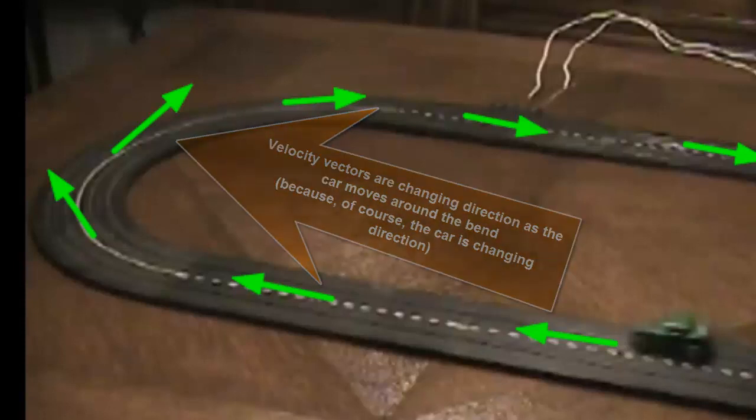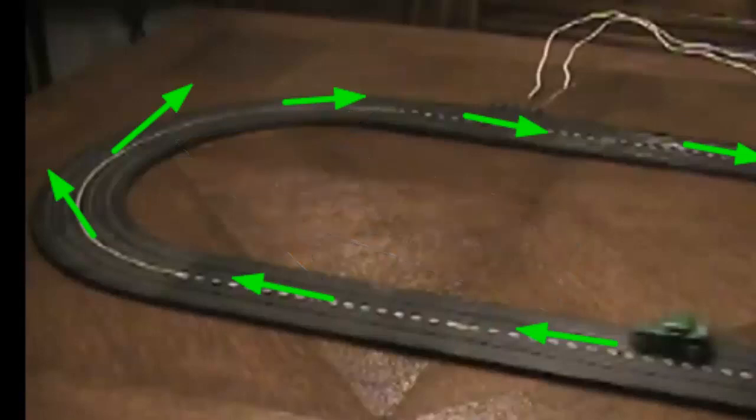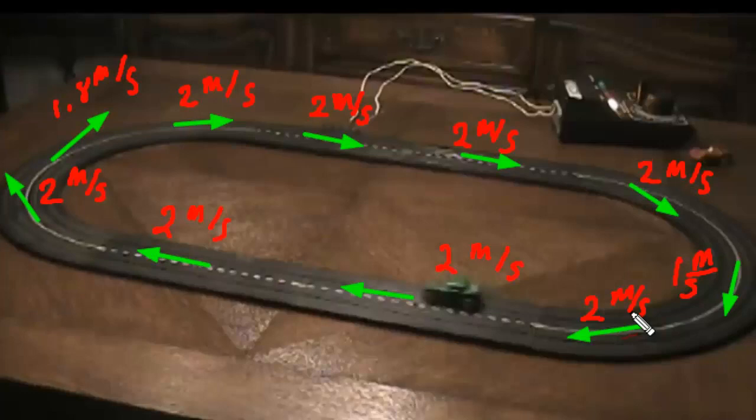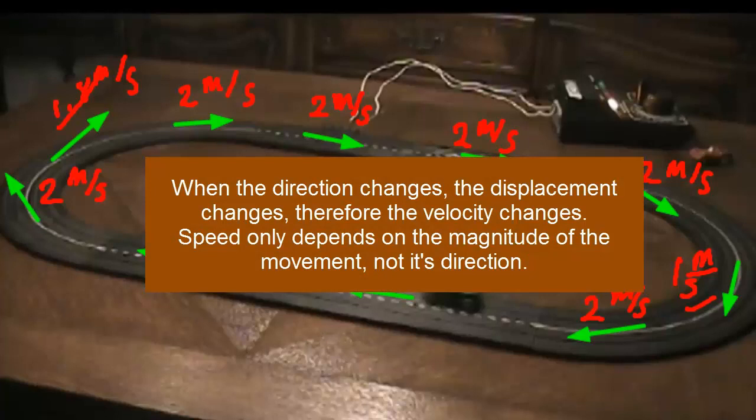Speed has no vector. So let's take a look at that for a minute. If we take a look at the speeds, we can see there's a couple of places where the car had to slow down. Right over here it hesitates for a minute, and right over here it hesitates for a minute. But other than that, the speed is always 2 meters per second. So the speed is relatively constant, even when the velocity is changing. And that is the difference between speed and velocity.